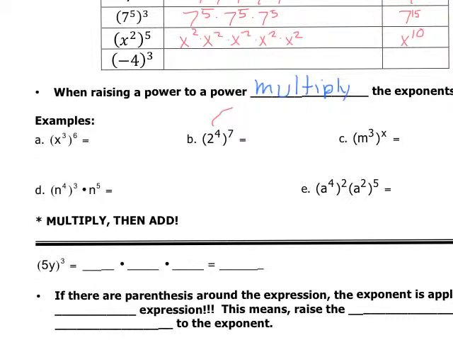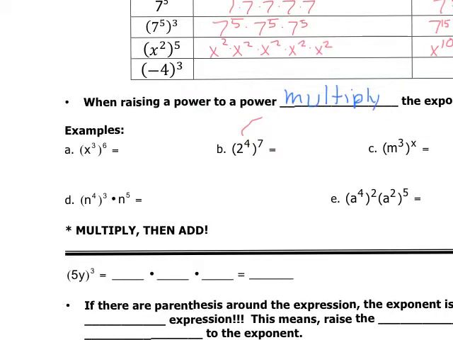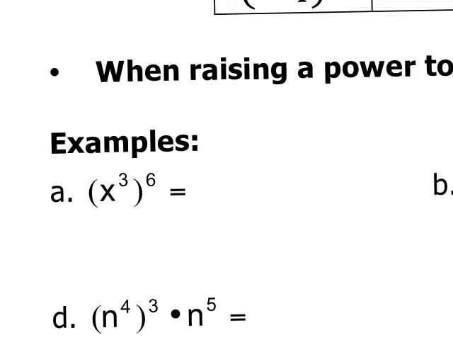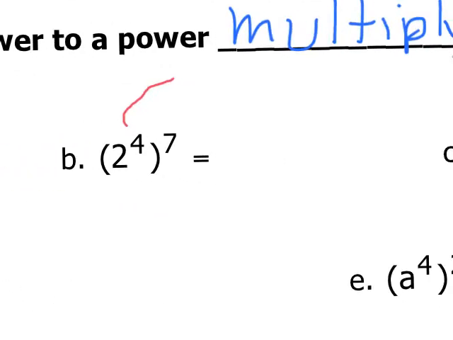Okay, so on A, I have 3 x's that are then written out 6 times. So 3 times 6 gives me 18 of them. So x to the 18th. B, remember this is a base, not a coefficient, so I have 4 of them written out 7 times. So 4 times 7 leaves me with 28, so 2 to the 28th.